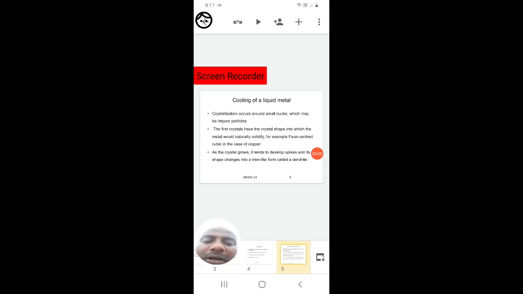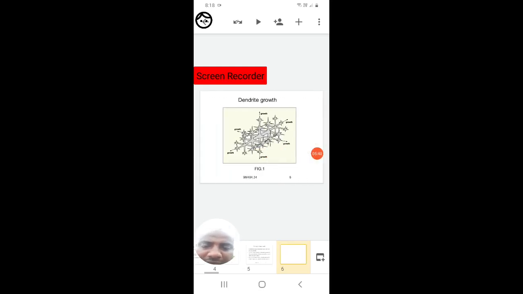Crystallization occurs around small nuclei, which may be impure particles. The first crystals have the crystal shape into which the metal would naturally solidify, for example face-centered cubic in the case of copper. As a crystal grows, it tends to develop spikes and its shape changes into a tree-like structure called dendrites. You already saw this in the third chapter, crystallization.